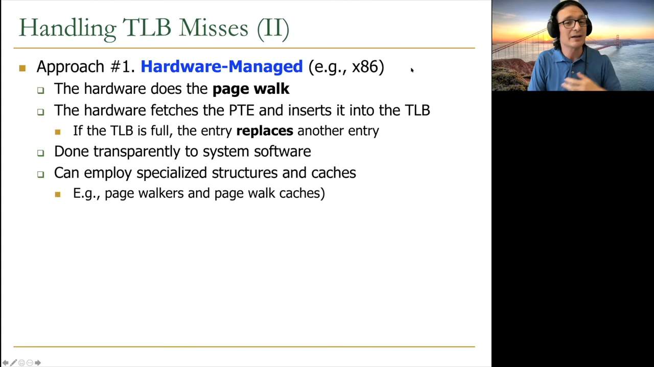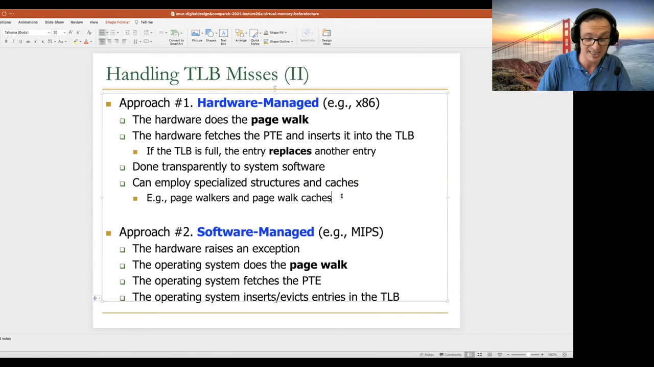Essentially, it walks through all of the page table accesses, and it fetches the PTE in the end and inserts it into the TLB. If the TLB is full, the entry replaces another entry. You do the replacement, and it's done transparently to the system software. This way, you can employ specialized structures and caches, for example, page walkers and page walk caches that we will see in an example soon.